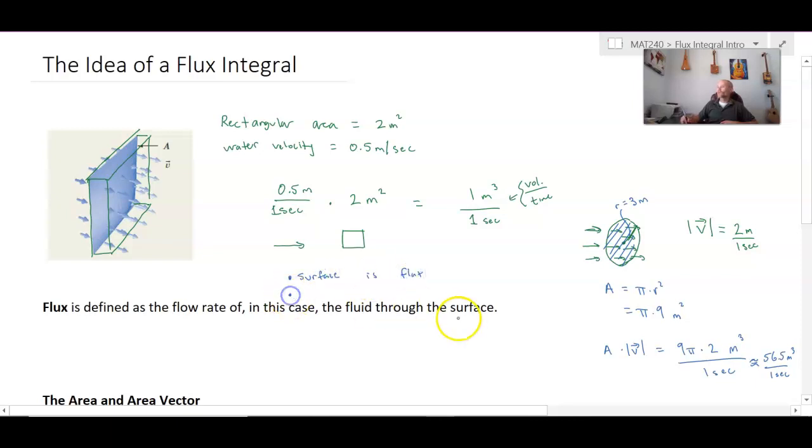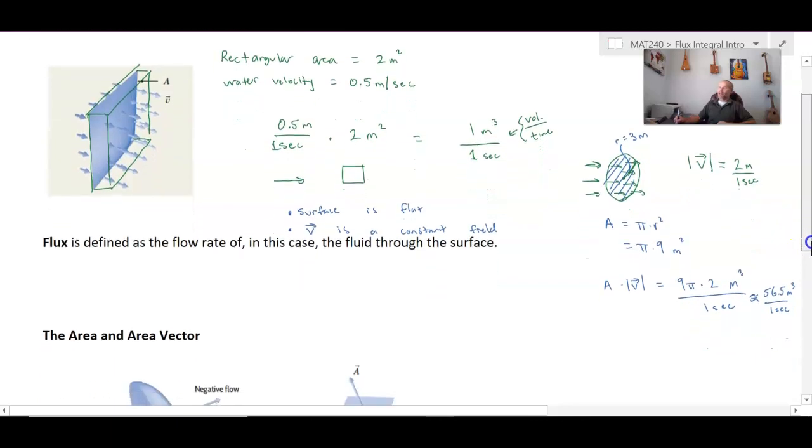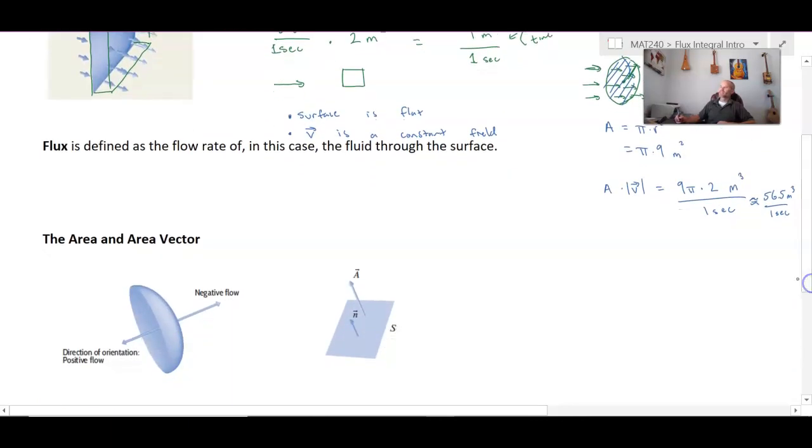And the second thing that we're assuming is that the vector field for velocity vectors is a constant field. Of course, we know that that's not necessarily true. The surface itself doesn't have to be flat. We will build upon this, but for now, at least we have a bit of intuition behind how this works. So volume per second.